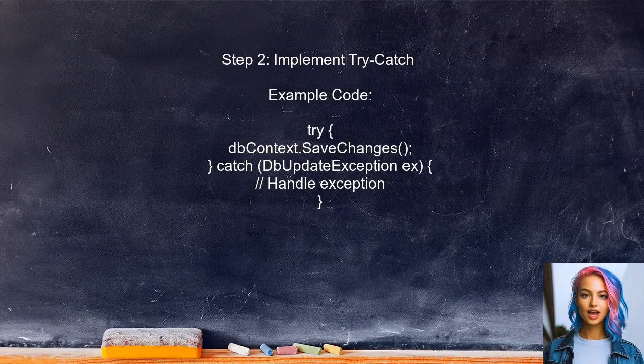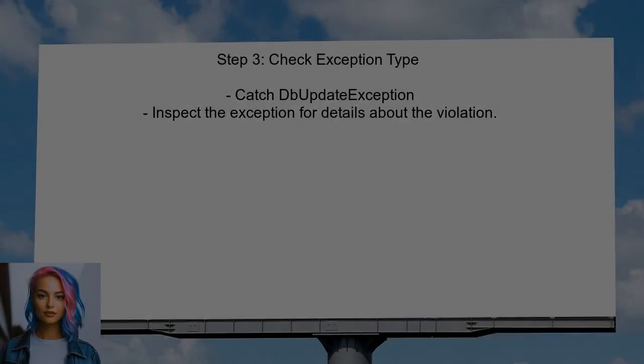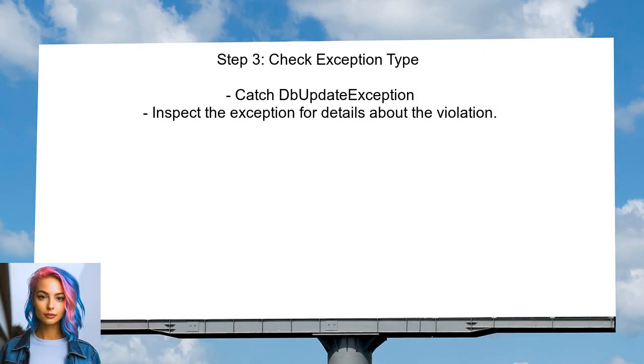Next, the user can implement a try-catch block around the SaveChanges method. This will allow them to catch any exceptions that occur during the save operation. Within the catch block, the user should check the exception type. Specifically, they can look for DbUpdateException, which is thrown for database update issues, including duplicate key violations.